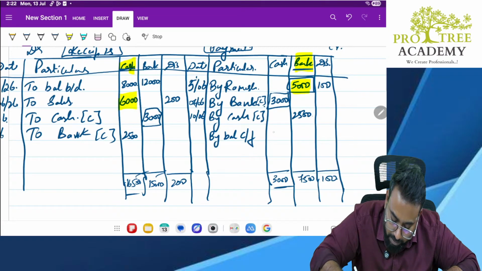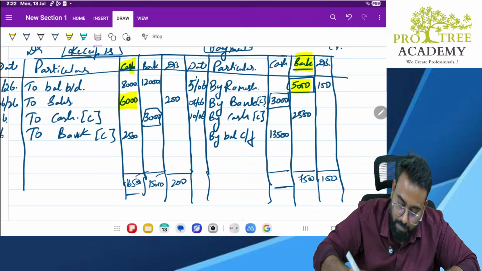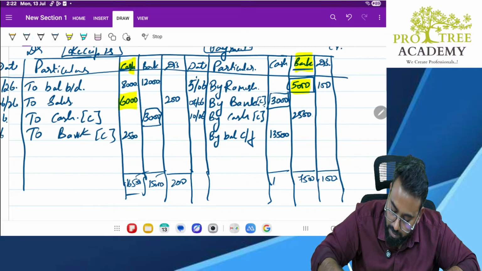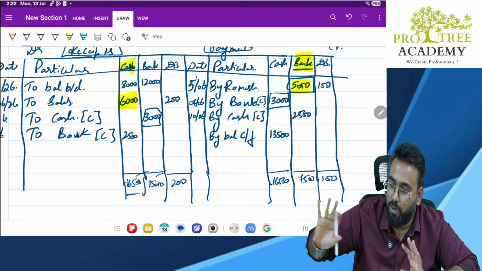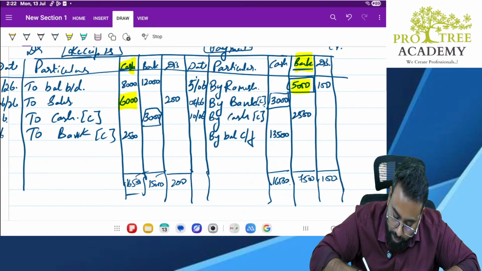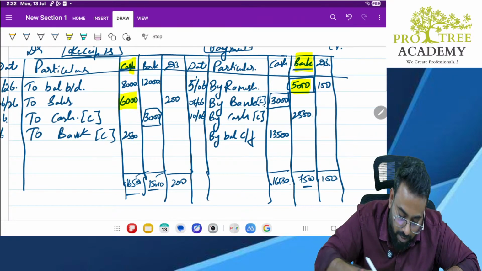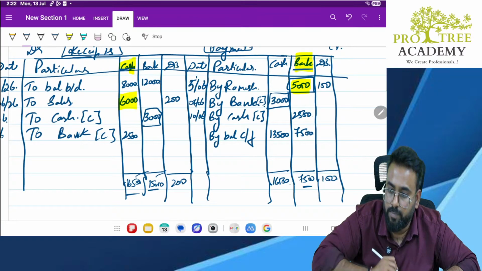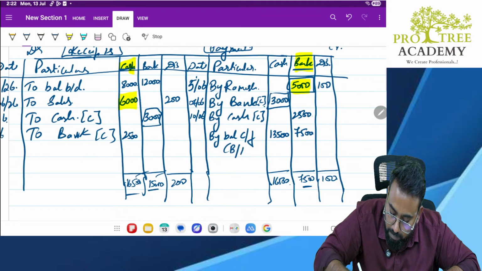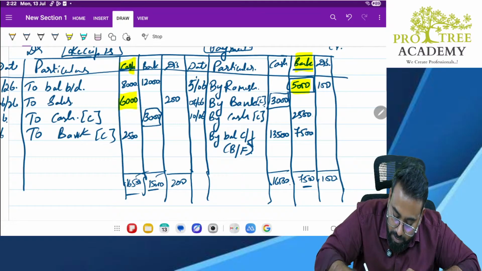Correct? How much? 13,500. When we do 13,500, this will become 16,500. So account is getting closed. Which account? Cash account. Now let's come to bank account. Total 15,000, 7,500. So here it will be 7,000. So here in bracket you write down B/F. That means what? Balancing figure. Clear? Let's say we are closing it on 30th June.